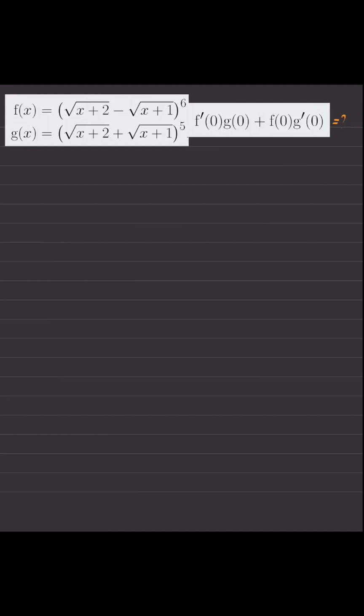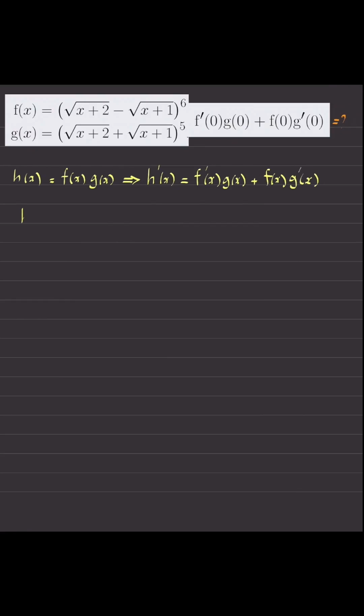So the first thing that comes to mind is to define a function h of x to be the product of f and g. Why is this useful? Because now if I ask you what is the derivative of h, you can use the product rule. The derivative of the first one multiplied by the second one itself plus the other way around, the first one itself multiplied by the derivative of the second one.